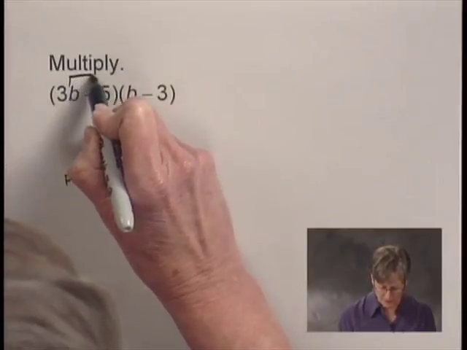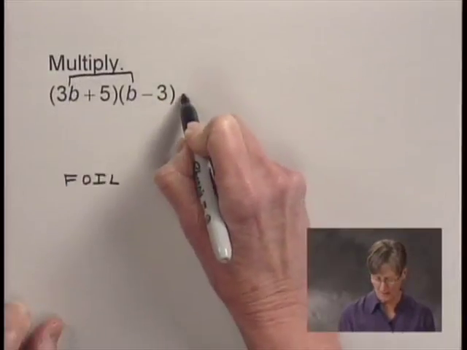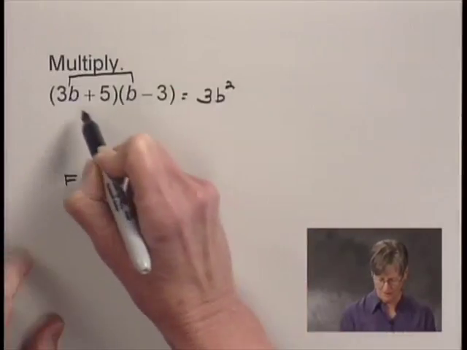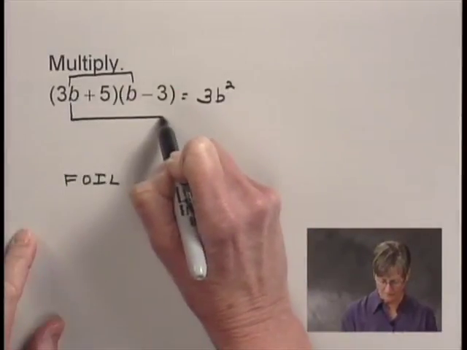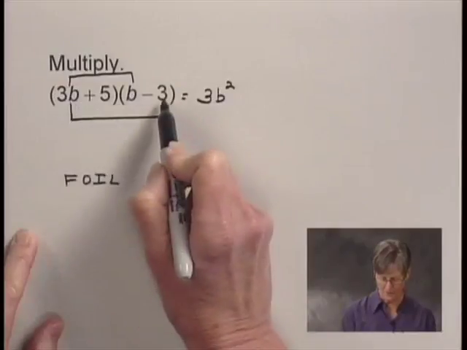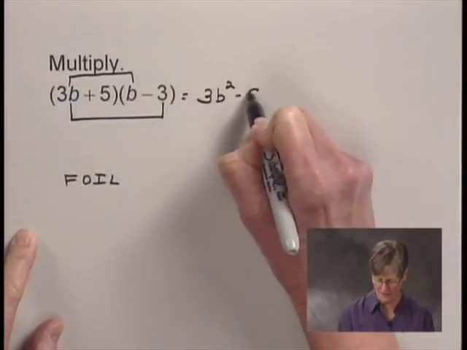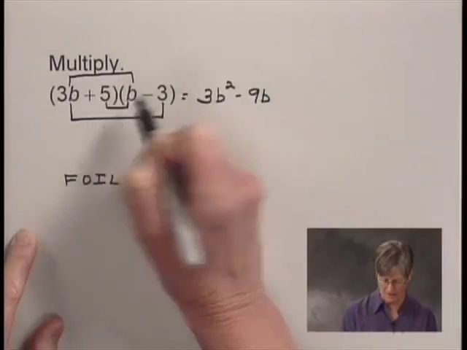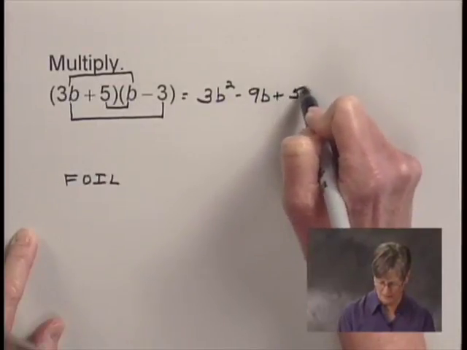When we multiply the first two terms, we have 3b times b, which is 3b squared. The two outside terms give us 3b times negative 3, which is negative 9b. The product of the two inside terms is 5 times b, or 5b.